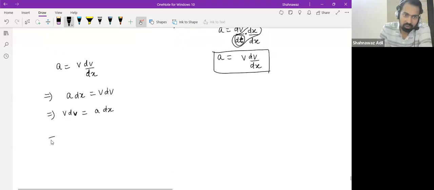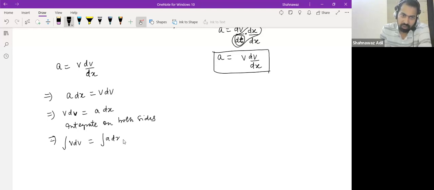So we integrate on both the sides. This will become integration of v dv and integration of a dx. Remember that the limit of velocity is u to v, and the limit of distance is 0 to s. Okay, so this is the integral of v dv.